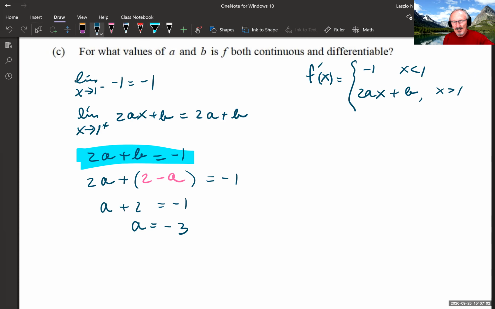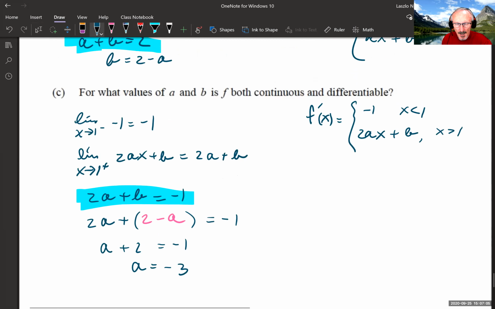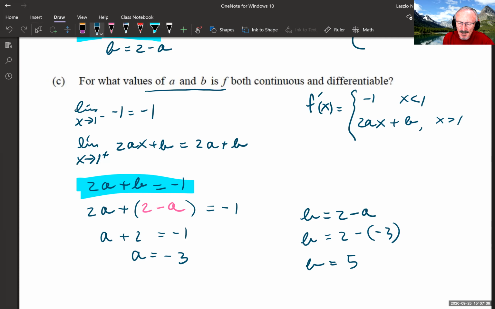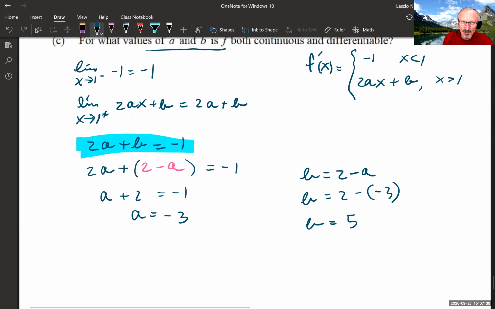Okay, and of course this is a simple system of linear equations. Probably we can go back up and say, all right, why don't we use b is equal to 2 minus a? And now that we have the value of a, we have 2 minus negative 3, so b is equal to 5. We have the conditions for this function f to be continuous and differentiable at x equals 1. So for what values of a and b? Well, now we have specific values of a and b, which is phenomenal because that is what was asked for.